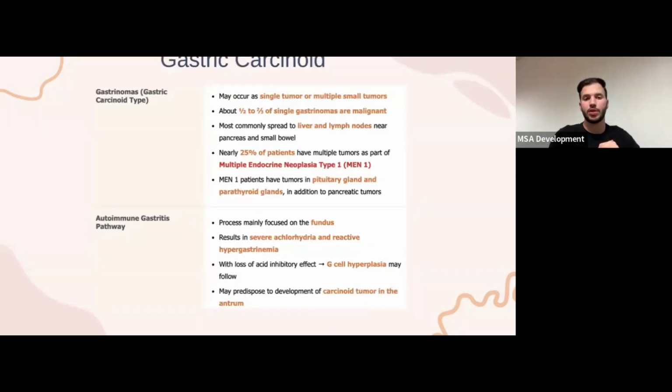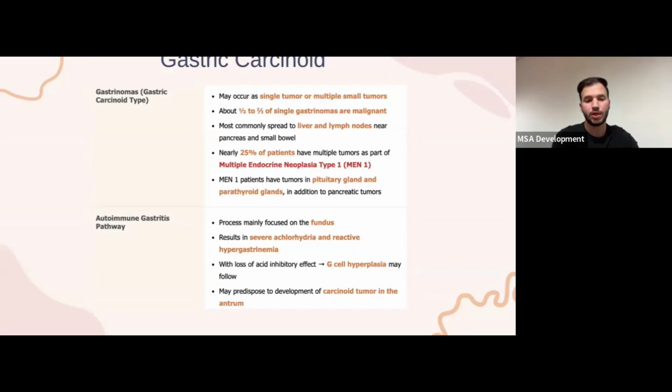So, continuing with the gastric carcinoid, we have two types mainly, or two pathways. You have the autoimmune gastritis and the gastrinoma, or the gastric carcinoid type. The gastric carcinoid type occurs as a single tumor or multiple small tumors, and about half to two-thirds of the single gastrinomas are malignant. They also most commonly spread to liver and lymph nodes, and 25% of those patients that have gastric carcinoid also have other multiple tumors as a part of MEN1 or multiple endocrine neoplasia, mainly in the pituitary gland and parathyroid gland.